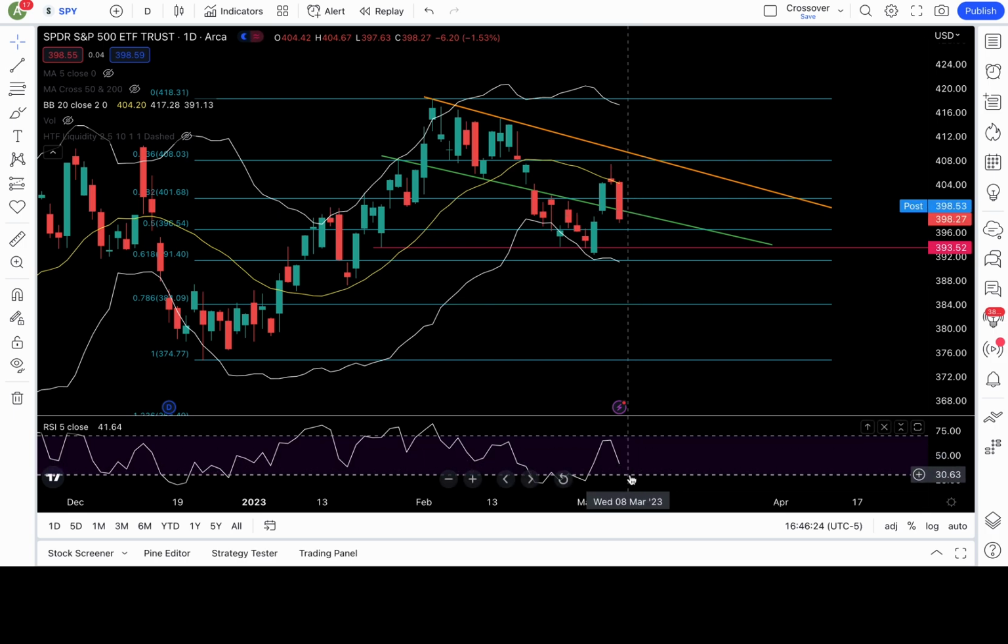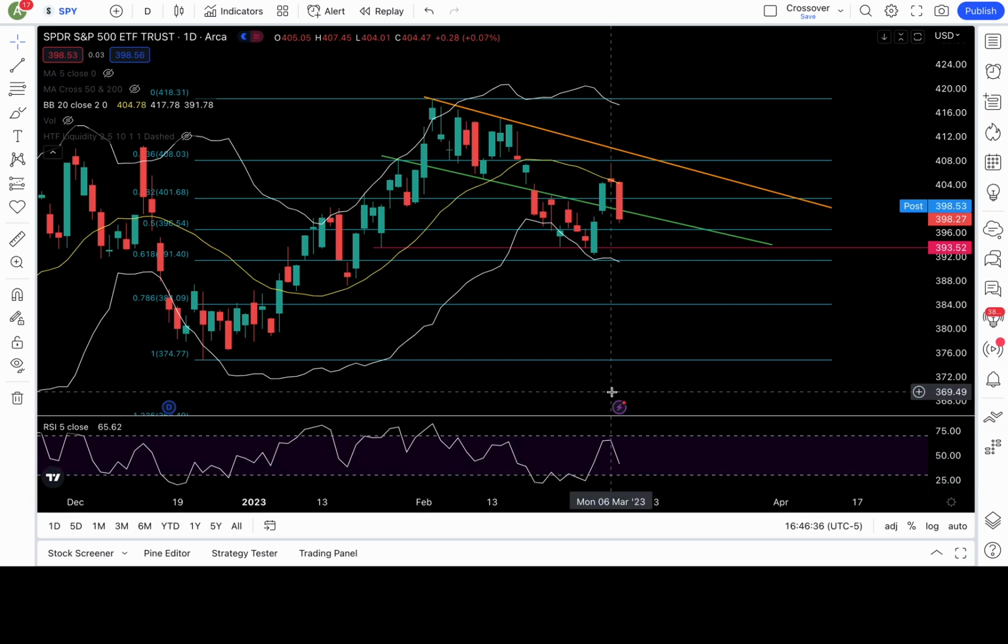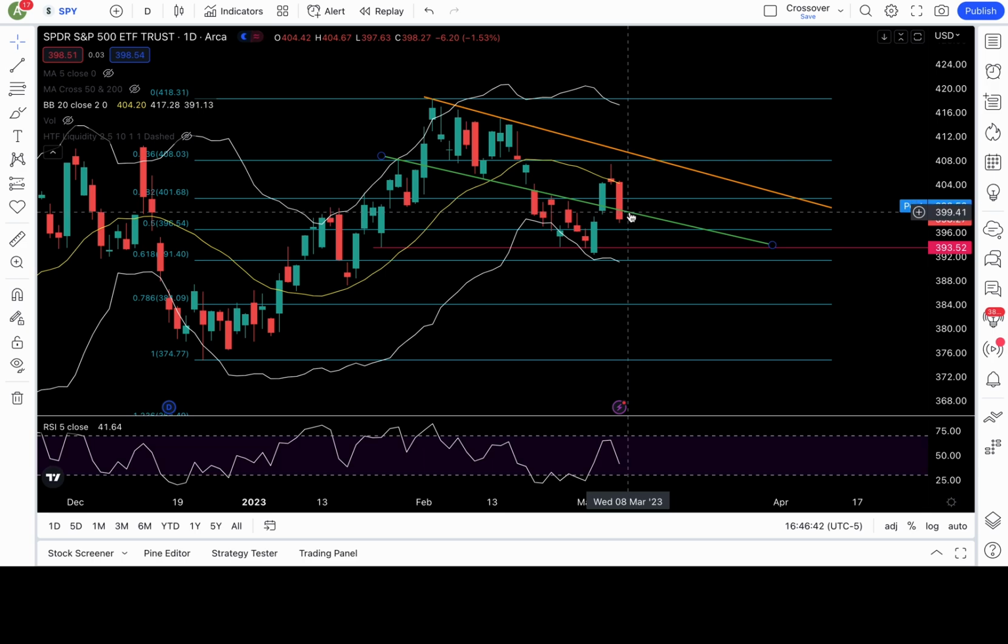The RSI is not oversold on the daily chart, so if SPY does decide to go down, it's possible and it has more strength to go down, based on the RSI. Okay, so the levels to watch for tomorrow, if you are bearish, for bearish continuation, we need to see this green trend line hold as resistance to see more downside. That's at 399.5, but I'm gonna round it to 400, so give it a zone.